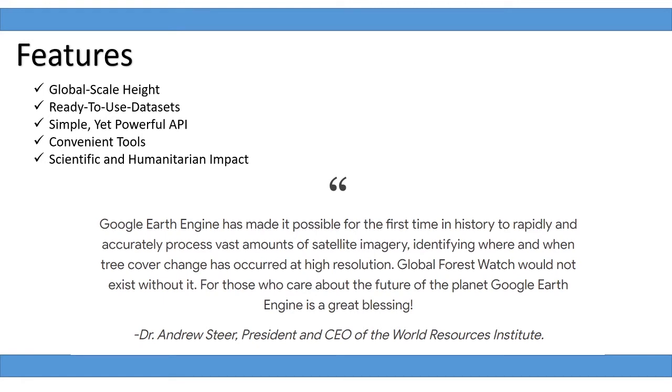A simple yet powerful API. It means it is very simple and it is very powerful. We can have two kinds of API. One is JavaScript and one is for Python. They are simple, very useful and convenient tools. So it is very easy to use. And scientific and humanitarian impact.